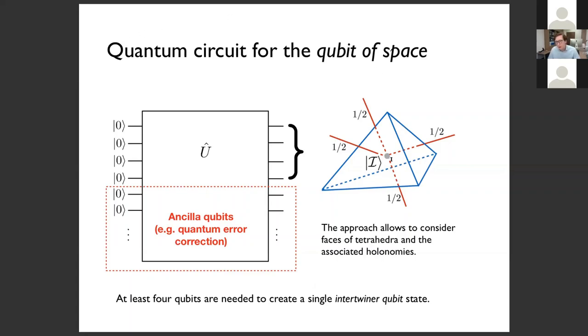And as we know, we build the intertwiner qubit state using 4 spin 1/2 particles, so 4 qubits. So we can expect that at least 4 qubits in the quantum register are needed to produce that state. Of course, there might be some ancillary qubits in the circuit, especially if you want to take into account quantum error correction as well. But as you will see, in the simplest implementation, we just need 4 qubits for that purpose. So right now the thing is that we would like to introduce that operator.